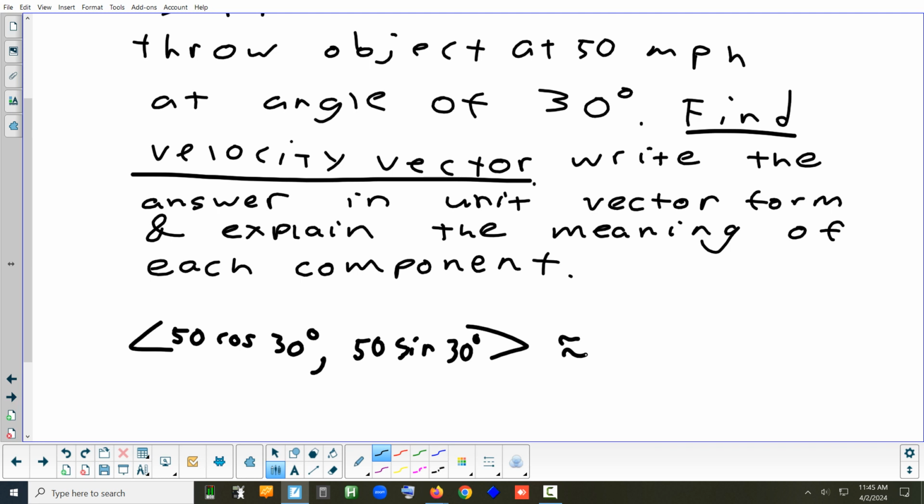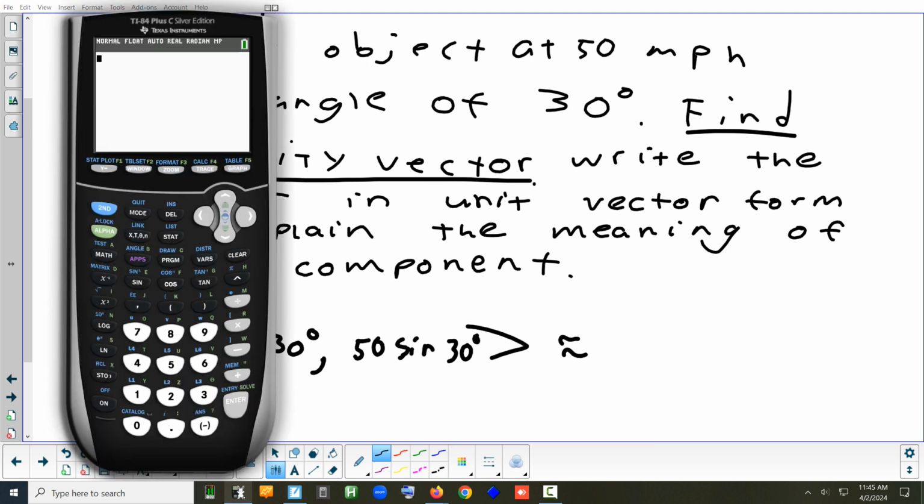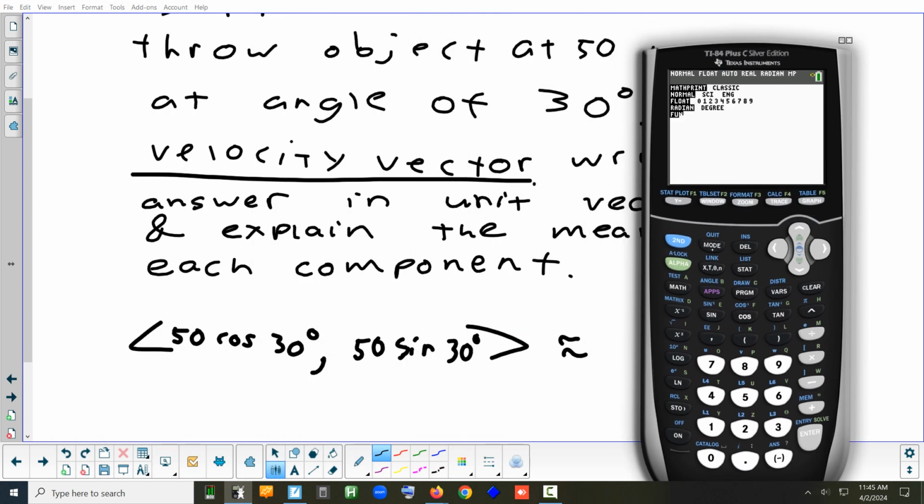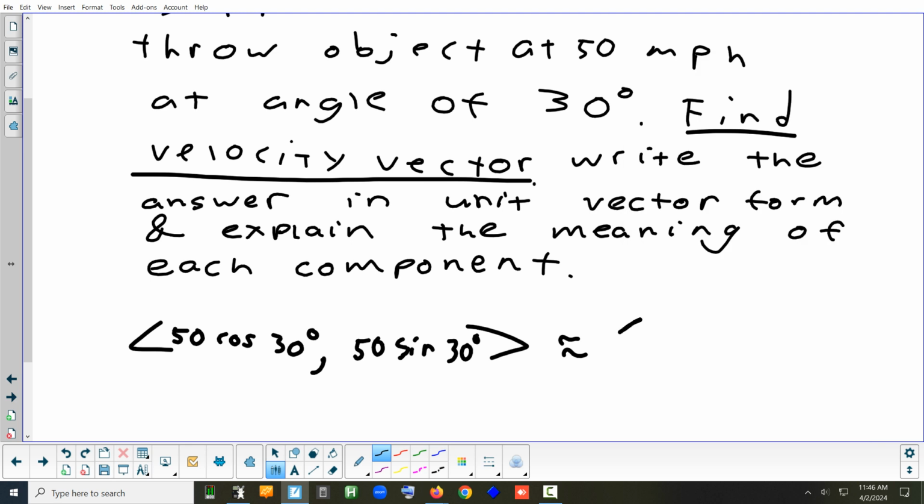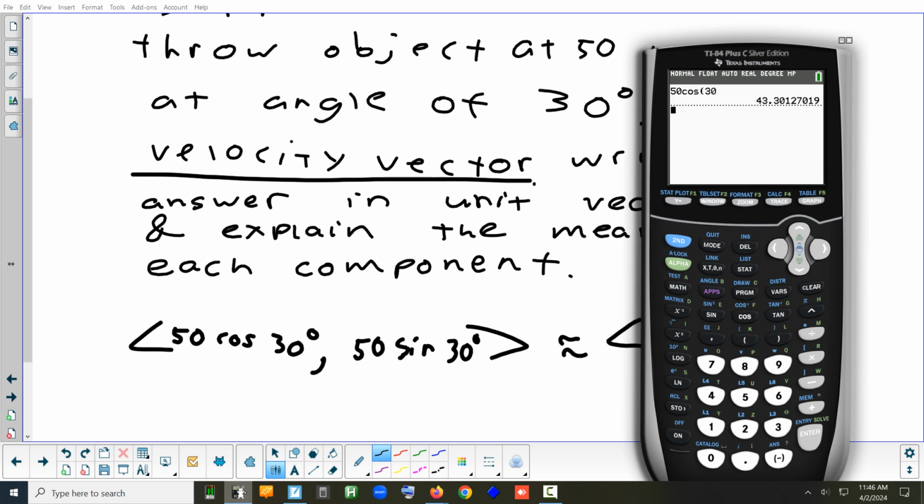Okay, so let's type that in and see what we get. What should I check first once my calculator comes up? Yeah, so mine always goes back to radians, so put it in degrees. And this is pretty much the only thing today we need a calculator for. So 50 cosine 30. 43.3. So 43.3, comma. And then 50 sine 30 is 25.